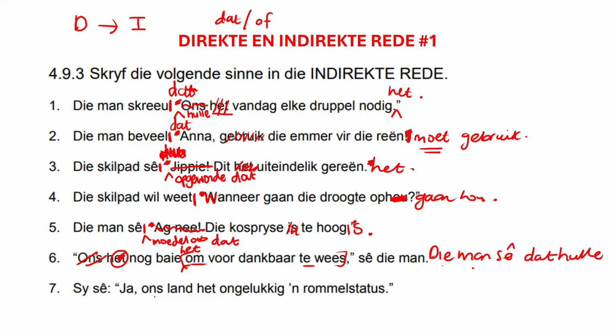Last one. Sy sê, ja, ons land het ongelukkig 'n rommelstatus. So, sy sê, we remove that. Sy sê dat, we don't use that. Sy sê dat ons land ongelukkig 'n rommelstatus het.